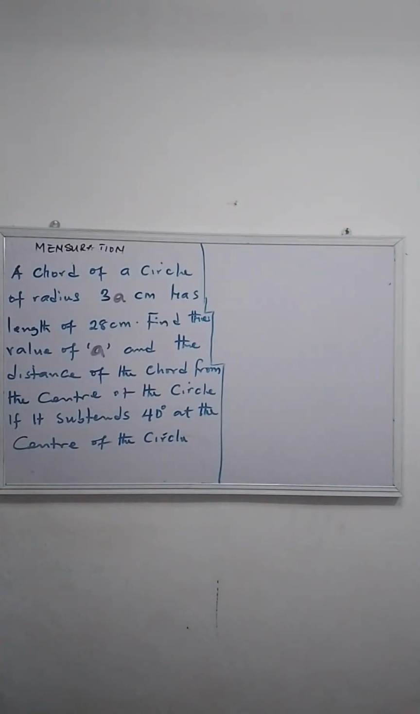And now a chord of a circle has radius 3a centimeter, has length of 28 centimeter. Now you have to find the value of A and the distance of the chord from the center of the circle if it subtends 40 degrees at the center of the circle.